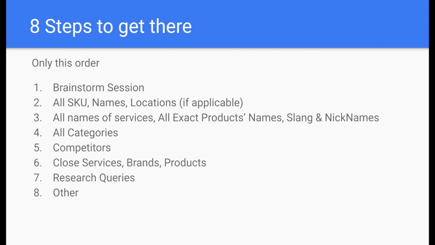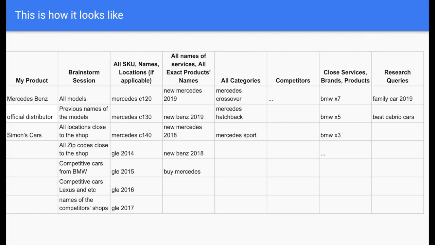It's names of the services, exact products, slang, nicknames, categories, competitors, a lot of other stuff. Instead of going through each here, I made a separate table, and there is also a link to this table under the video, so you can go there and navigate through it. These are just examples, not the complete list.